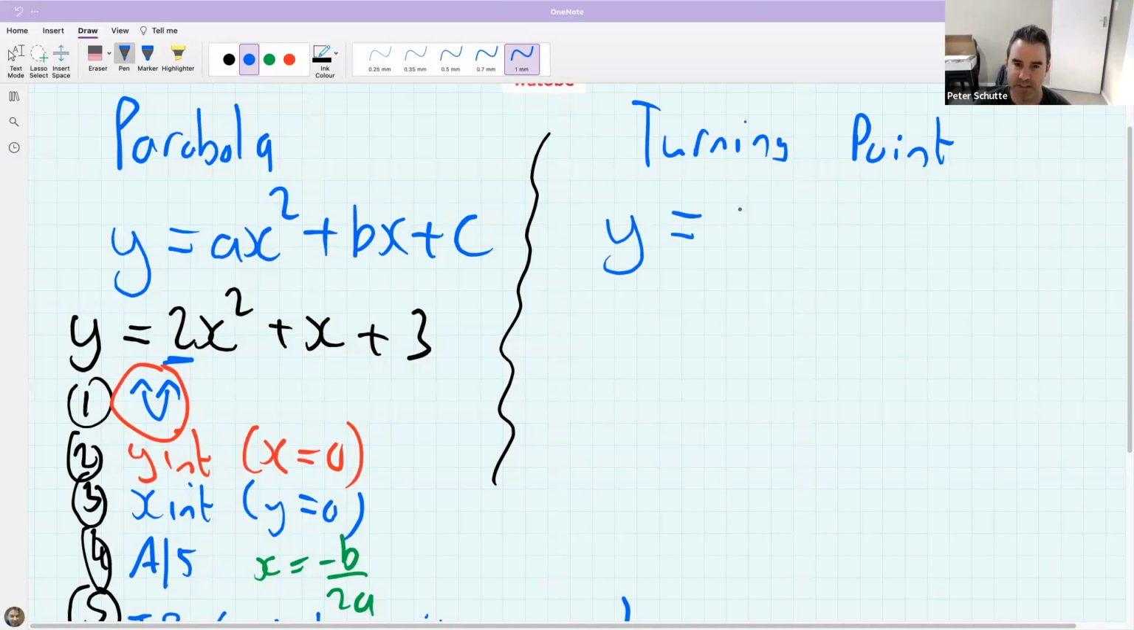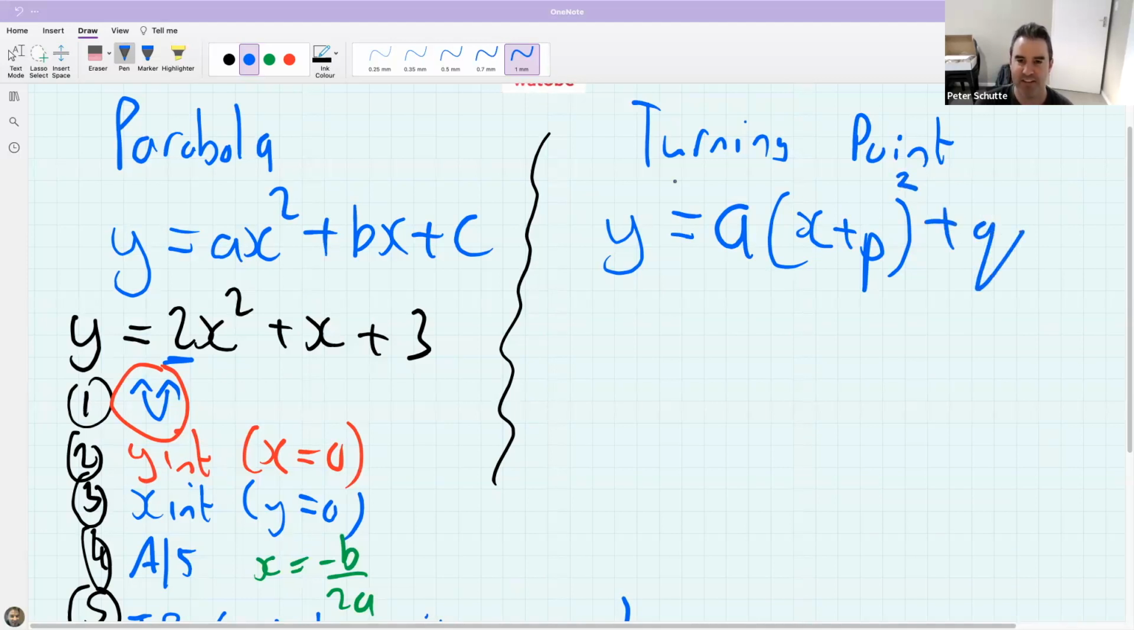I think it's x plus 2 squared. Okay, I'll give you a hint. It's got A. Then maybe x plus p. Yeah, x plus p. Yes. And then plus q. So squared plus q. Yes. This is the turning point form. And thank you so much. That was fantastic. So this is the A. It's the same A that's here, and it affects the shape.